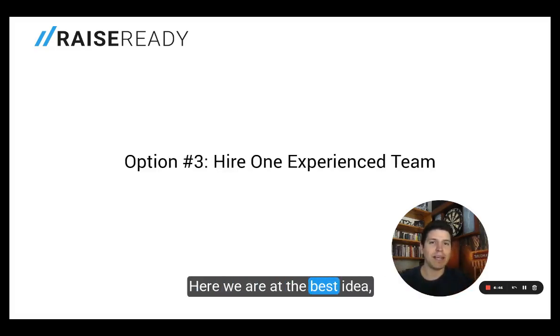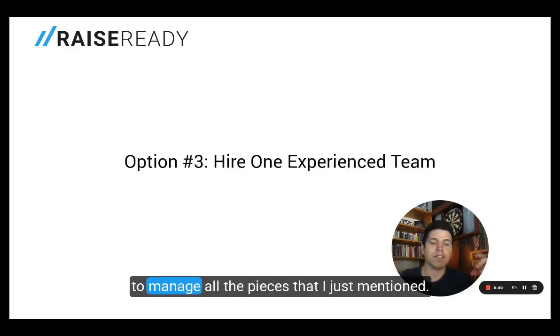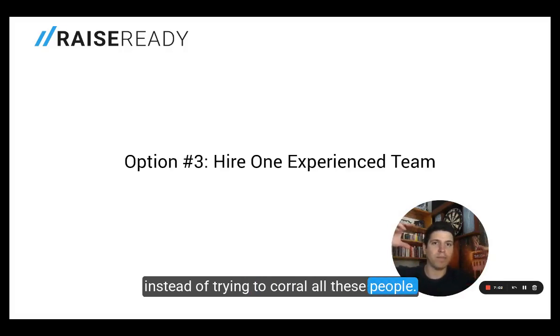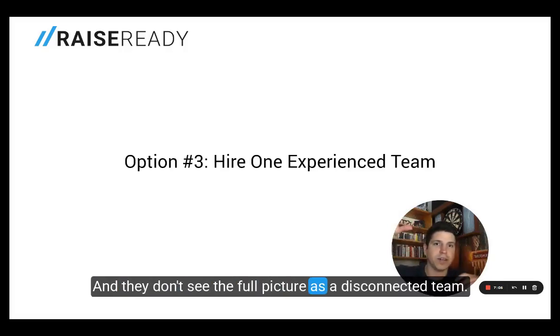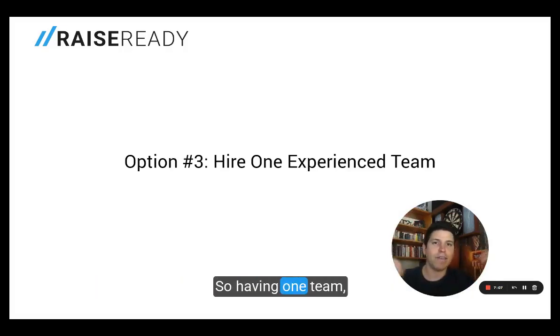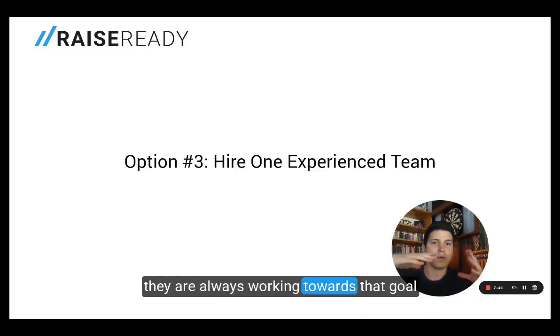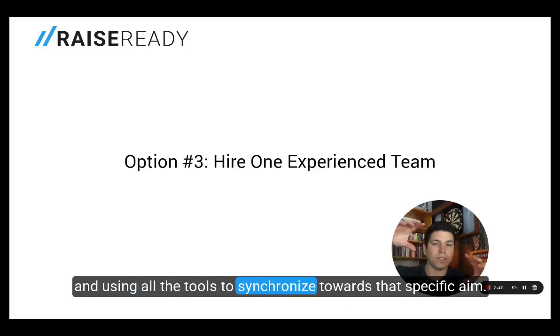And here we are at the best idea, the most efficient approach, which is to hire one experienced team to manage all the pieces that I just mentioned. Now, what are the benefits of that? Why is that the best approach? It's because you only need to connect with one person, one team, instead of trying to corral all these people, and they don't see the full picture as a disconnected team. So having one team, they know what's going on. They know what objective is trying to be completed, and they are always working towards that goal and using all the tools to synchronize towards that specific aim.